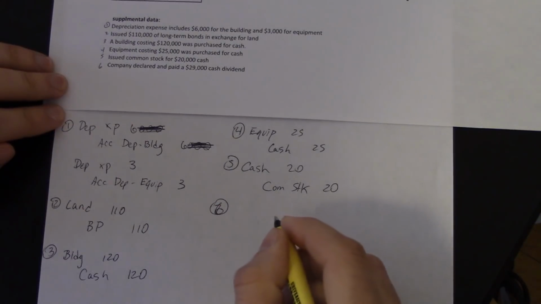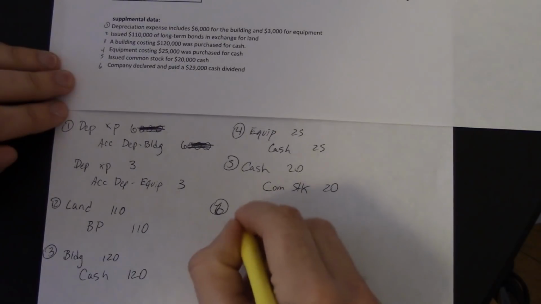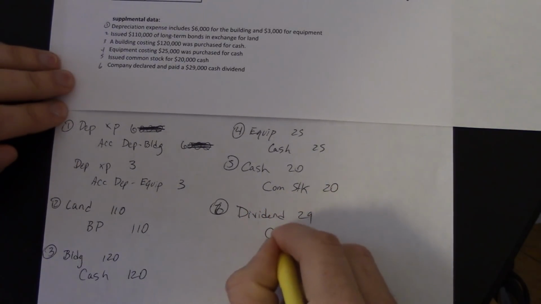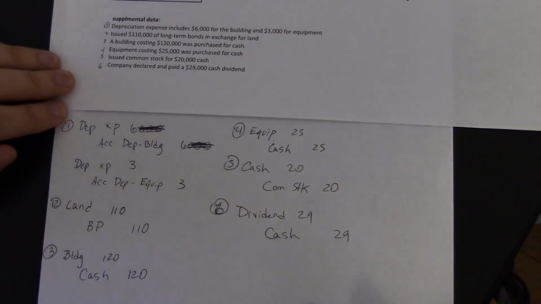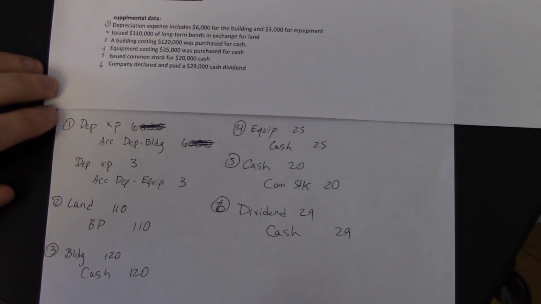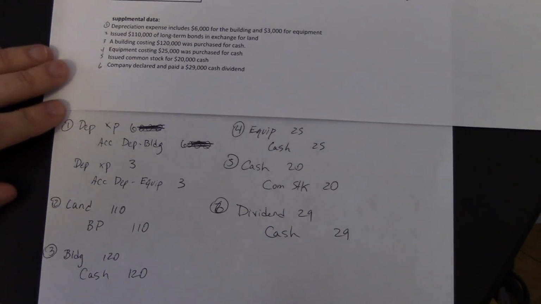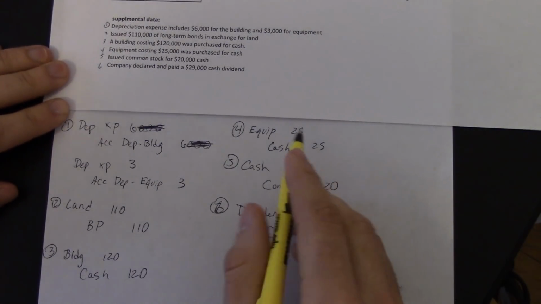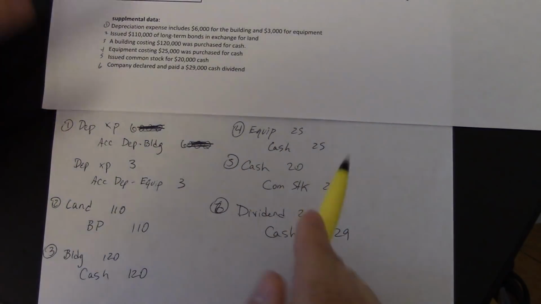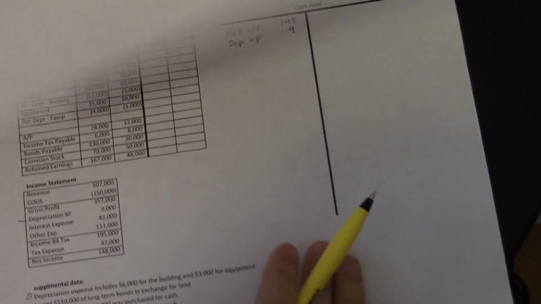Number 6, company declared and paid dividends. So debit dividends 29, credit cash. There we go. There's all of our journal entries. And now the next part of this is to go through our journal entries and mark on the balance sheet any of the accounts that are being affected. Besides cash, we can skip cash.